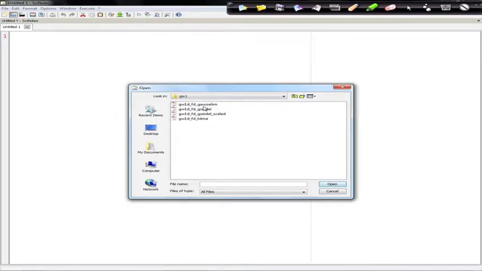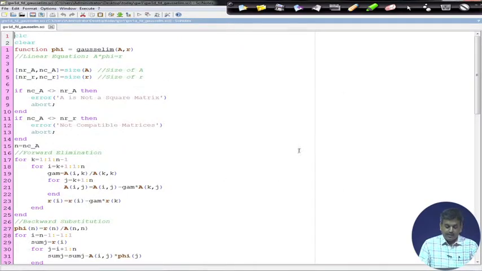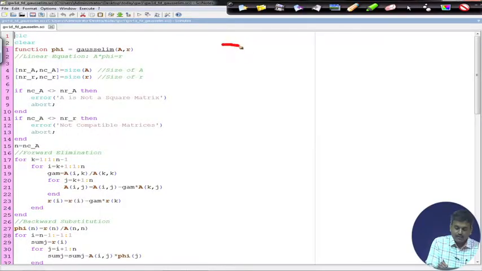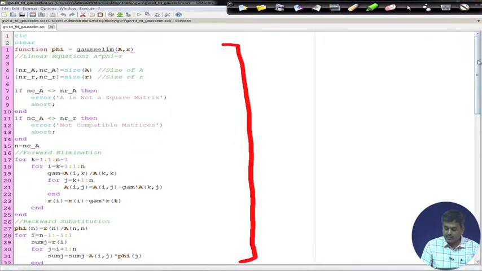Now, these are the 4 codes available. Let us start with full matrix storage. In full matrix storage, we will be utilizing Gauss elimination. So, this is the general Gauss elimination algorithm that we have discussed in lecture number 25.